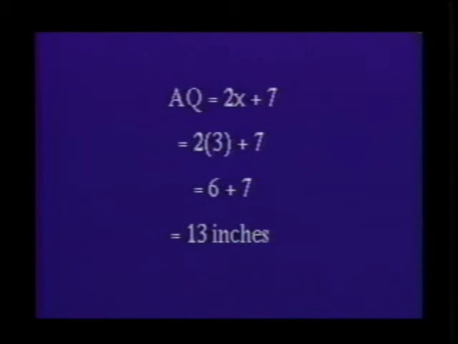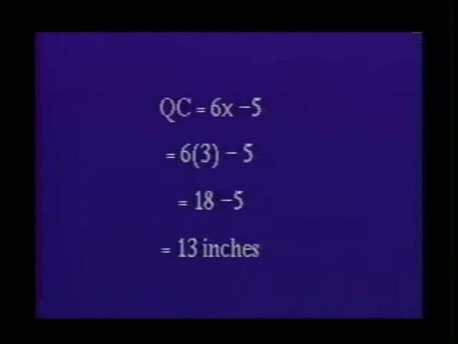Substituting 3 for x in each expression, we find the length of line segment AQ is equal to 2x plus 7, which is equal to 2 times 3 plus 7 is equal to 13 inches, and the length of line segment QC is equal to 6x minus 5, which is equal to 6 times 3 minus 5, which is equal to 13 inches, which it should be since line segment AC is bisected by line segment DB.